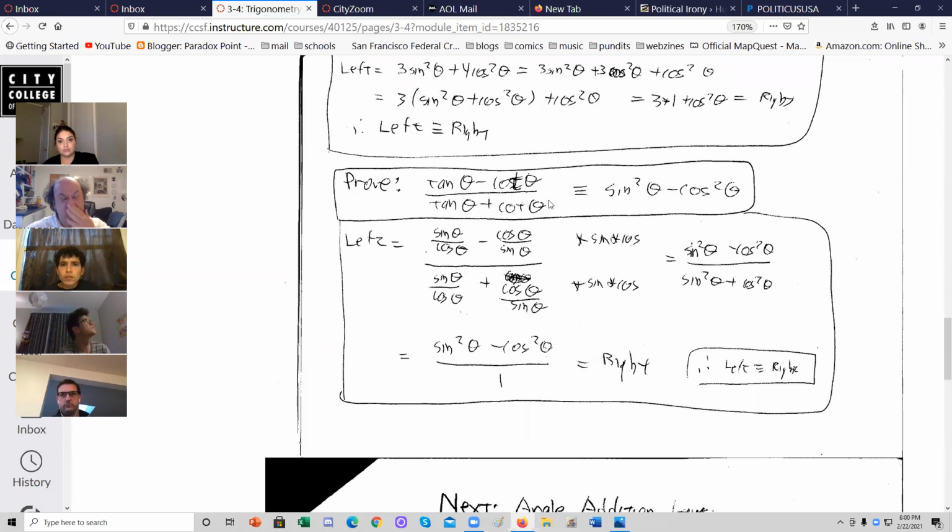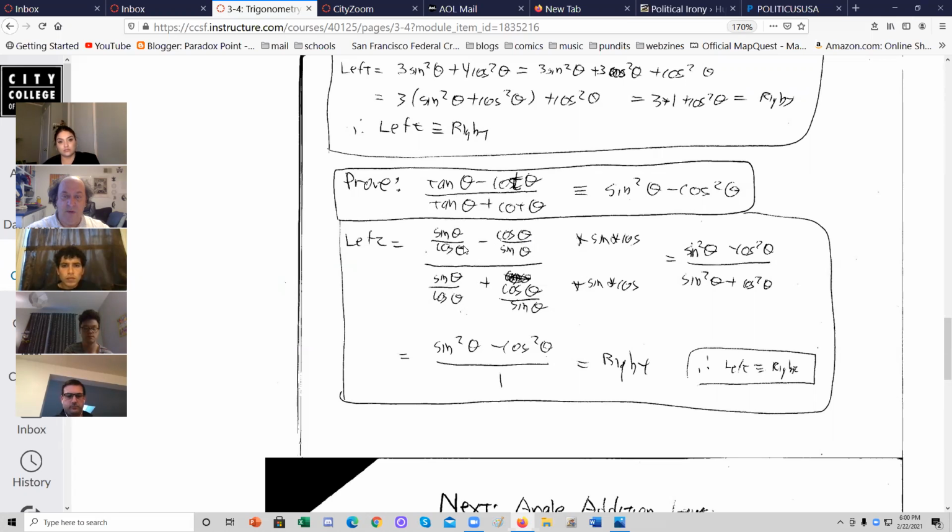And here we have another identity: (tan theta minus cotangent) over (tangent plus cotangent). Prove that it is identical to sine squared minus cos squared. All right, left side, we rewrite tan as sine over cosine here and here. Cotangent is cosine over sine here and here. Now we simplify this fraction by multiplying numerator and denominator by sine times cosine.